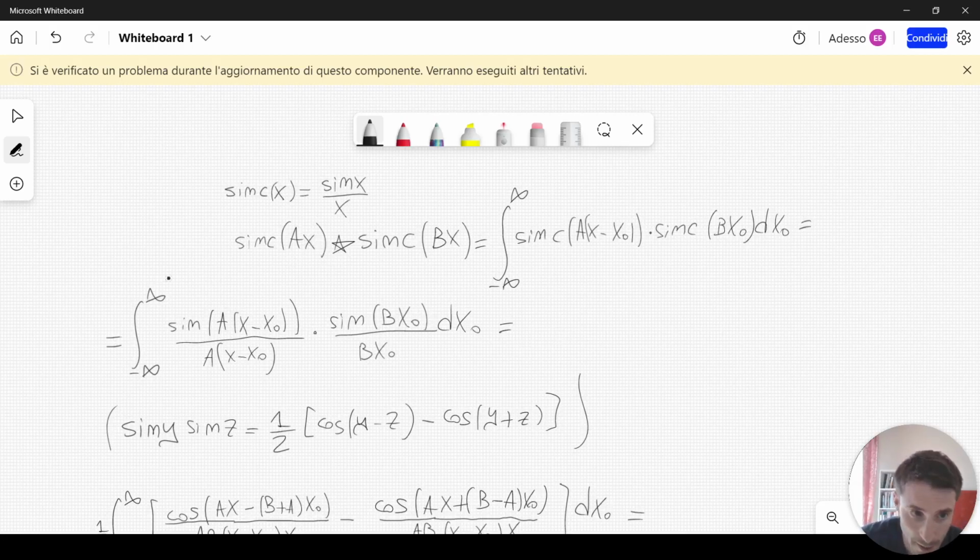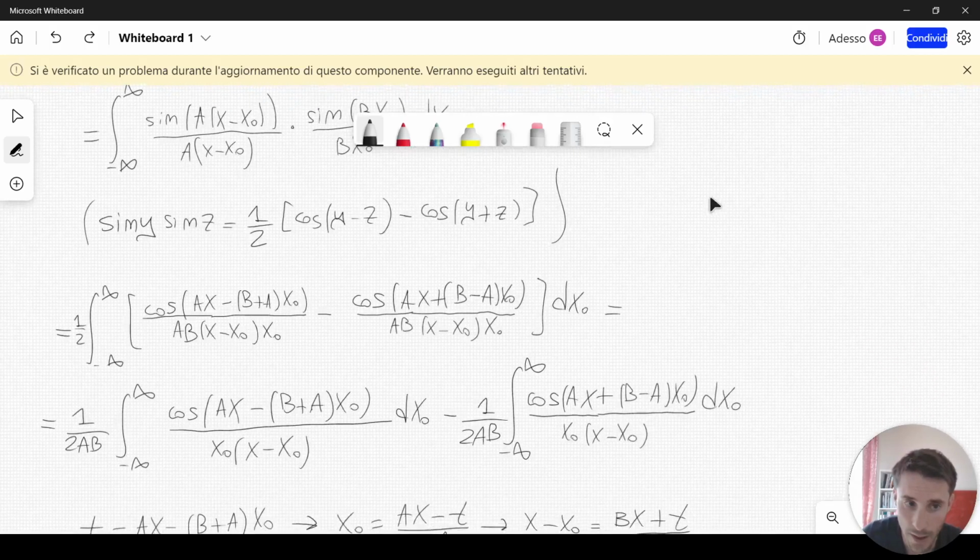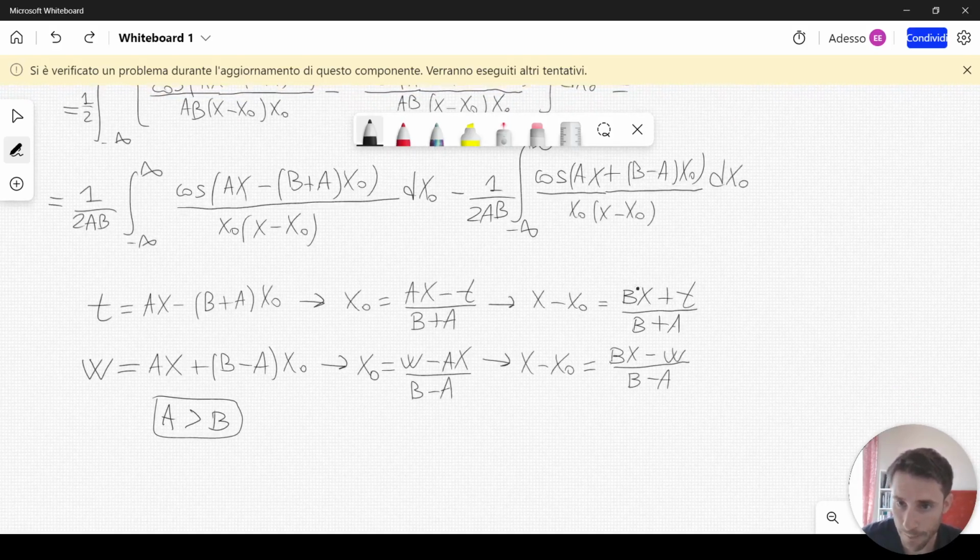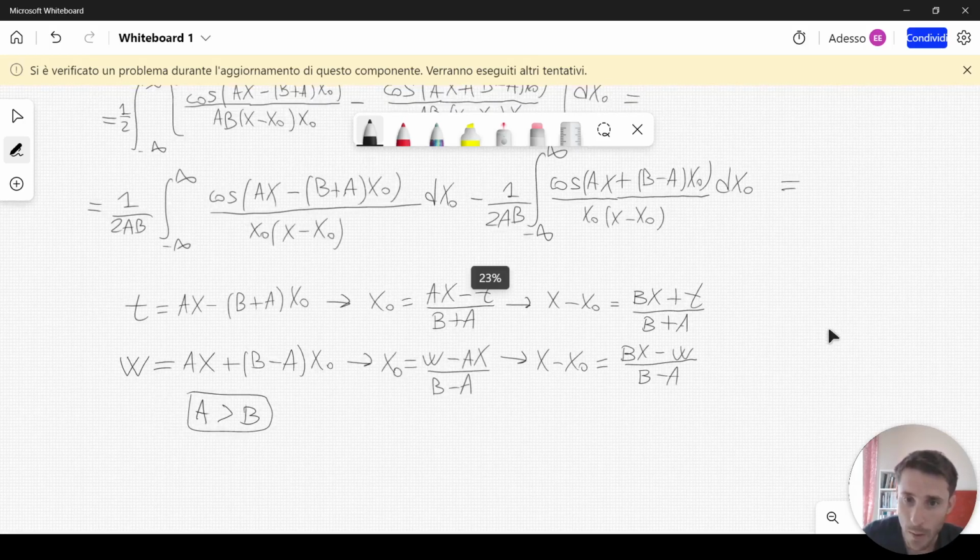And by the way, this integral here with this convolution is also the same if you, instead of writing x minus x0 here and x0 here, put x minus x0 here and also here, and instead of x minus x0 here you can put x0 and also here. So the convolution has this symmetric property, and it's very easy to verify. Anyway, we take this as the starting point. We use also some trigonometry and we derive this formula here. Now we make these two substitutions, and from here we derive the following.